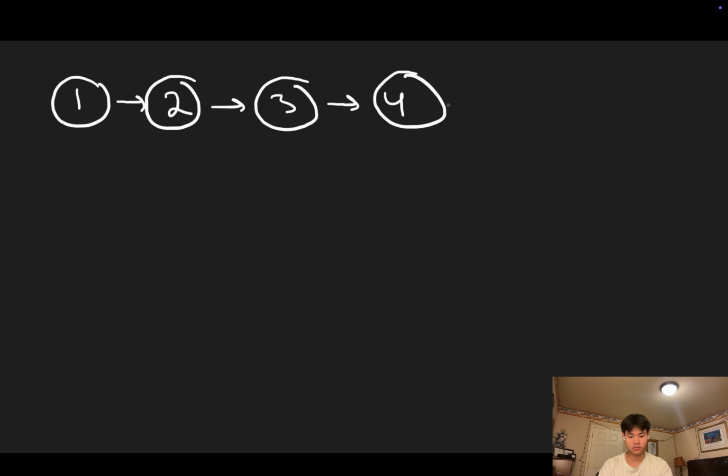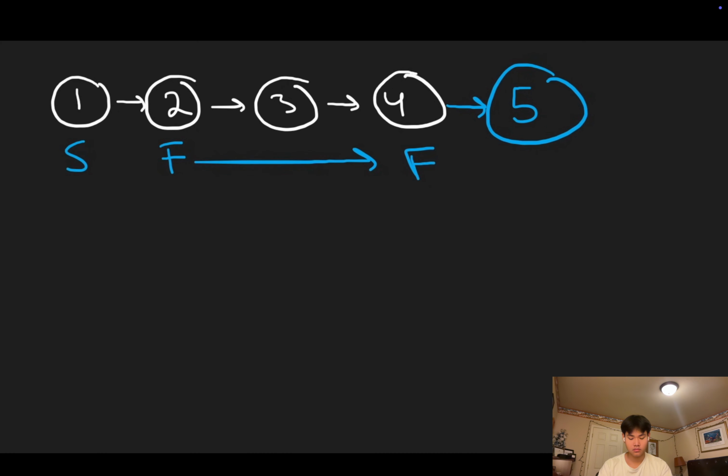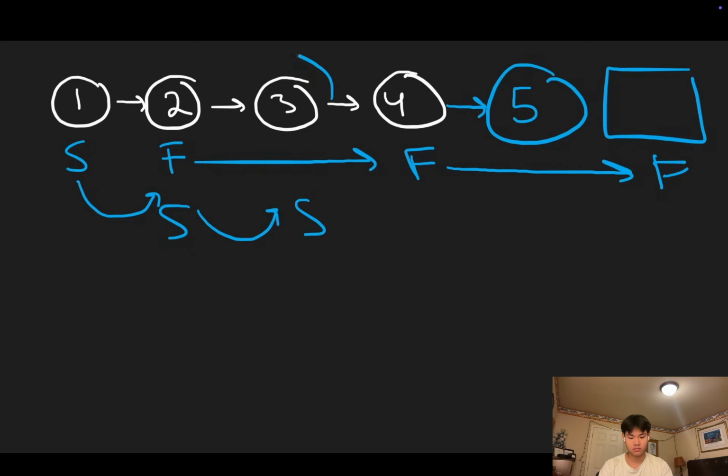What happens if we had an odd number of nodes? Let's see if the same thing works out for us. So if we had a slow pointer here and a fast pointer here, we'll shift the fast pointer by 2. It'll be over here. The slow pointer will be over here. Then we'll shift the fast pointer by 2 again. So it'll be at null over here. The slow pointer will be at this node.